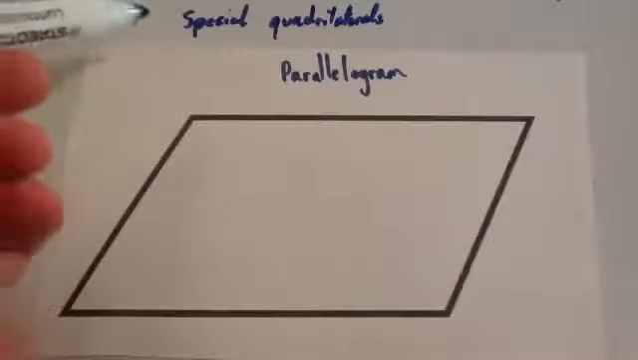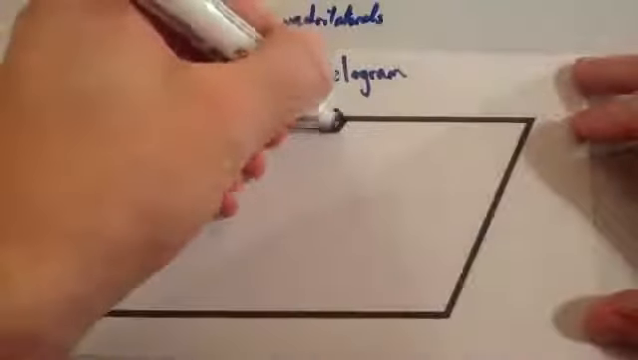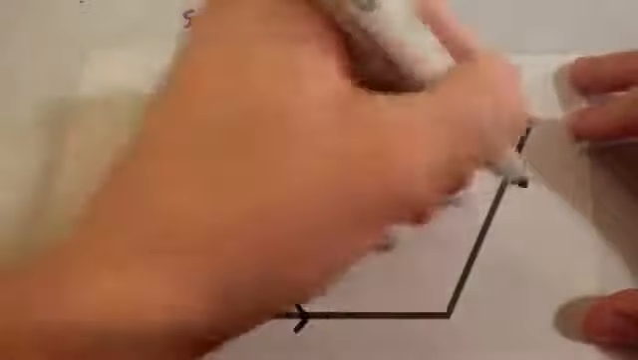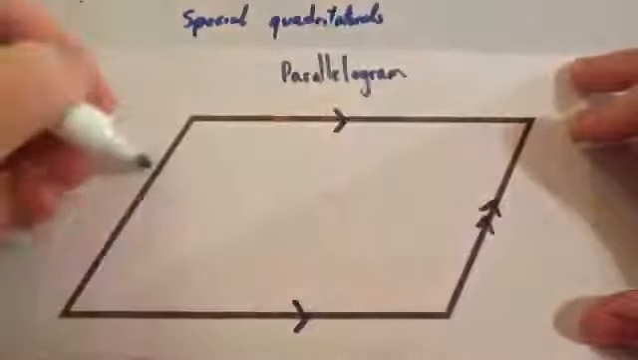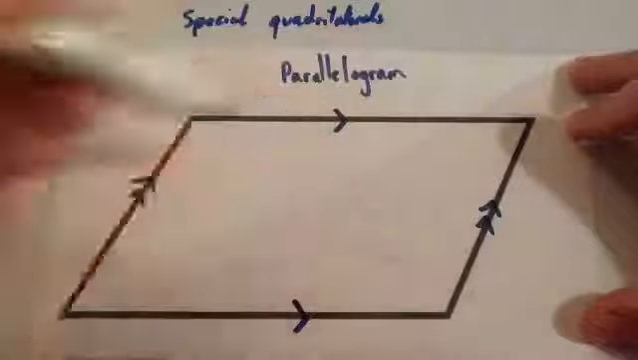Okay, we're now going to look at some special quadrilaterals. So here's a parallelogram. I'm just going to mark on the parallel sides. The top is parallel to the bottom, and the two sides are also parallel to each other. Now, in a parallelogram, you have got two sets of parallel lines.